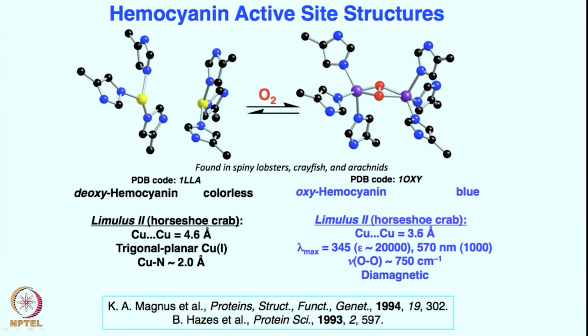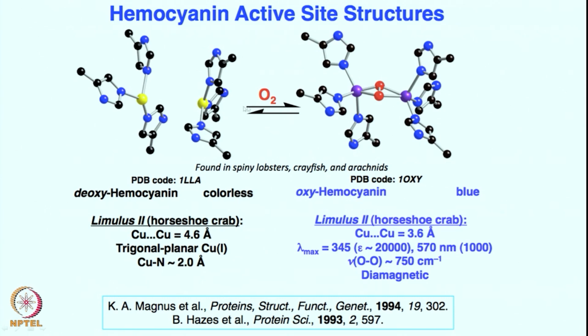You can see the distance between these 2 copper centers was 4.6 angstrom, and it is reduced to 3.6 angstrom upon the oxygen binding. So, these are trigonal planar copper(I) centers, and these are super sensitive. Okay. This can react with oxygen almost immediately, right.